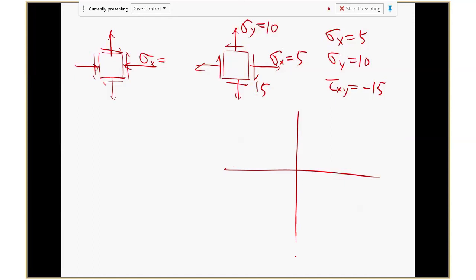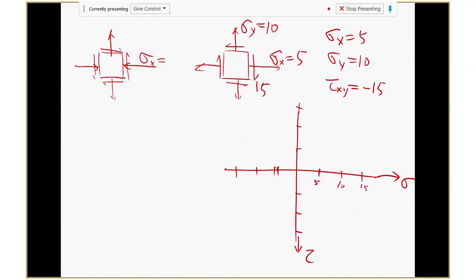All right, so this will be sigma, and this will be tau. Okay, Mohr circle, point A. Where is point A? 5 and negative 15. Okay, so how about we draw it this way? This is a 5, this is a 5, so 10, 15, right? This is 5, 10, 15. So every scale is a 5.